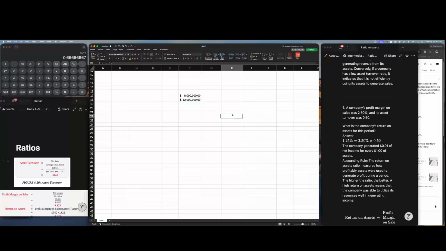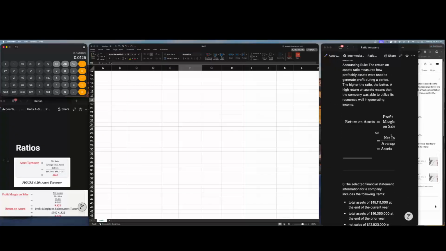The return on assets. What is the profit margin, and you have the asset turnover ratio, each times it together? So 0.5 times 0.025 is 1.25%.